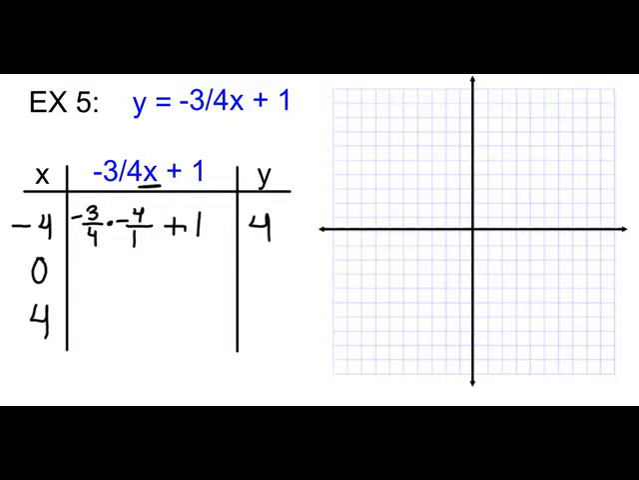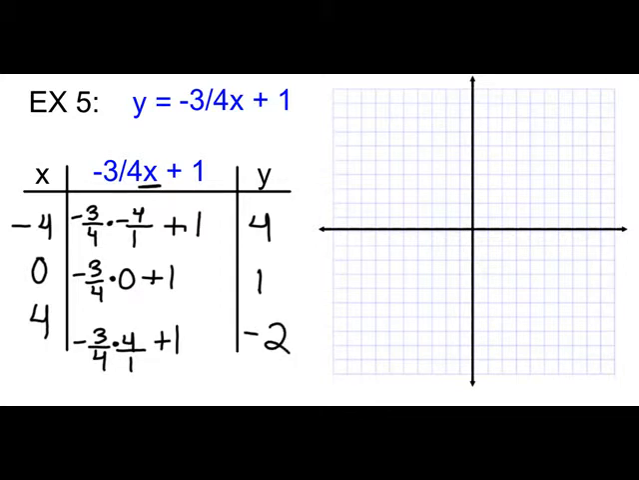I repeat the process now with my second point. -3/4 times 0. Anything times 0 is just 0. Plus 1 is 1. And one more time. -3/4 times 4. Well, if I put it over 1, I have a negative times a positive, which is a negative. 3 times 4 is 12. 4 times 1 is 4. So I get negative 12 divided by 4, which is negative 3, plus 1, which is negative 2.